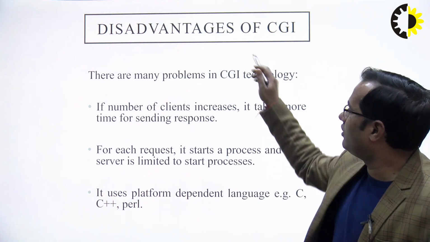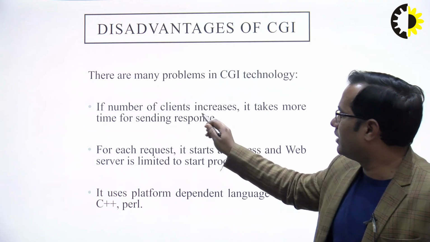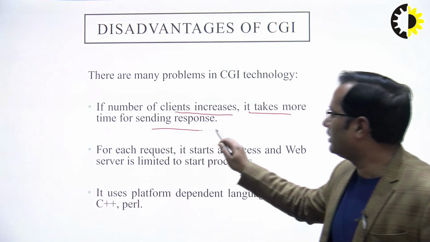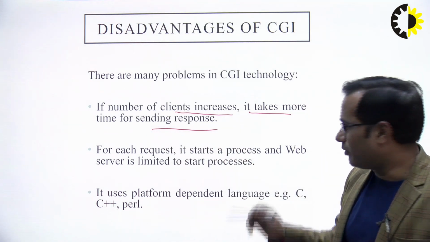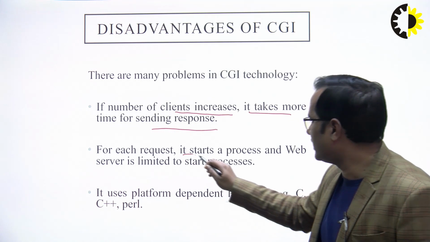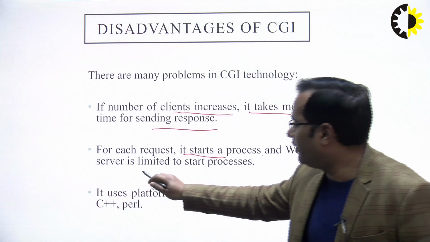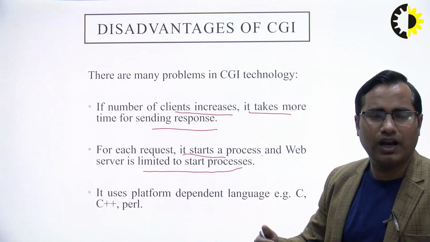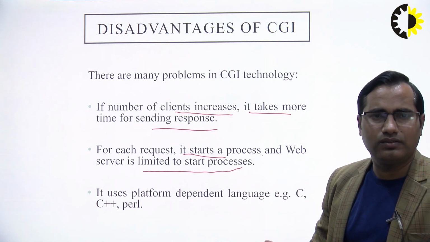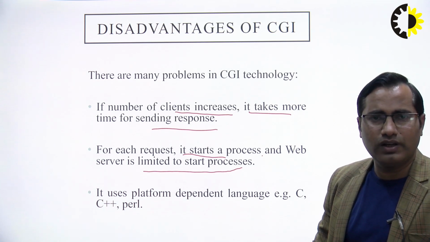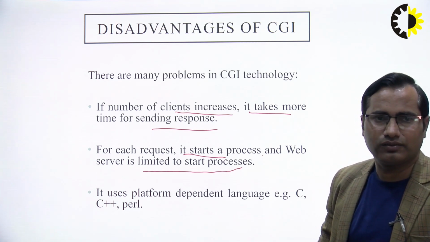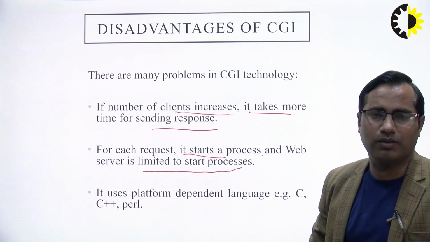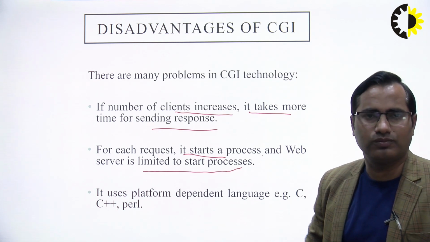So the disadvantage of CGI is that as the number of clients increases, it takes more time for sending the responses, because for each request it starts a process, and the web server is limited in starting processes. That means the web server can handle only a limited number of processes. So it may create a bottleneck on the server side. To provide the solution to this, we can use the servlet that uses Java programs.